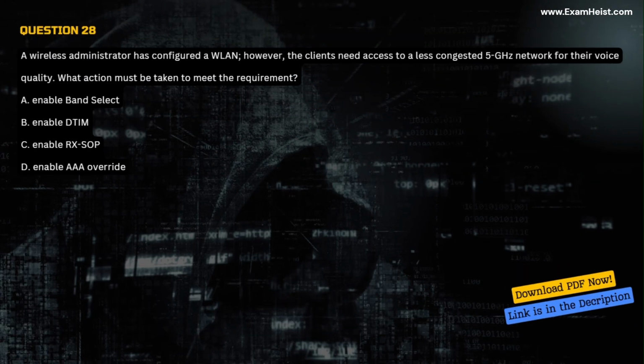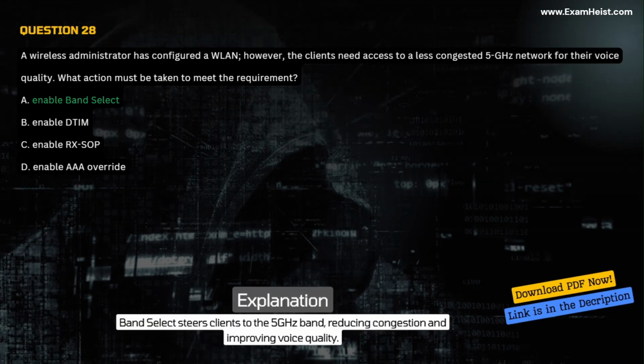Question 28. A wireless administrator has configured a WLAN. However, the clients need access to a less congested 5 GHz network for their voice quality. What action must be taken to meet the requirement? A. Enable band select. B. Enable DTIM. C. Enable RxSOP. D. Enable AAA override. Correct answer A. Enable band select. Explanation: band select steers clients to the 5 GHz band, reducing congestion and improving voice quality.